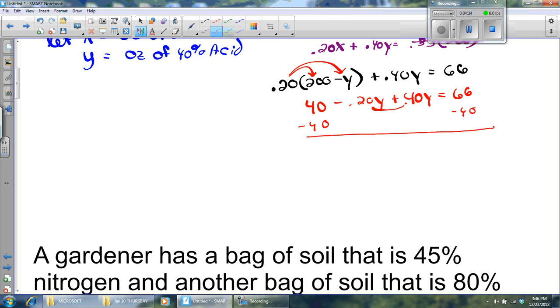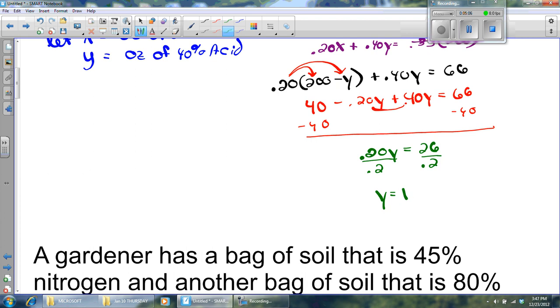So my new equation is going to become 0.20y, and that'll equal 26. I'll divide by 0.2, which is 1/5, so 26 times 5, thinking 130? Is that right? That doesn't sound right. Hold on a second. 26 divided by 0.2. Yeah, it is 130. Very good.